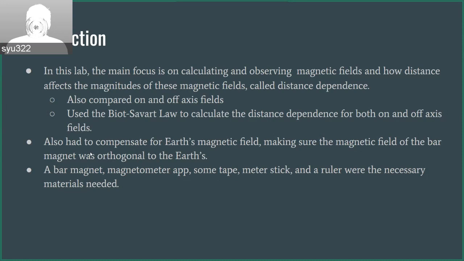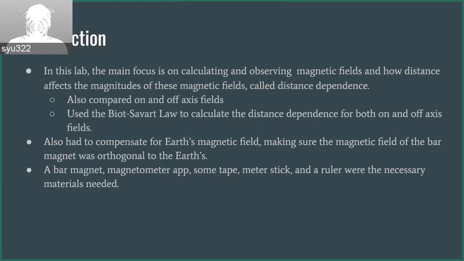Introduction. In this lab, the main focus was on the calculation and observation of magnetic fields and their directions, and how distance affects the magnitudes of these magnetic fields, called distance dependence. We also compared on and off axis fields, and we used the Biot-Savart law to calculate the distance dependence for both on and off axis fields. We also had to compensate for the Earth's magnetic field, making sure the magnetic field of the bar magnet was orthogonal to the Earth's, so we didn't have any unwanted effect from the Earth's magnetic field on our results.